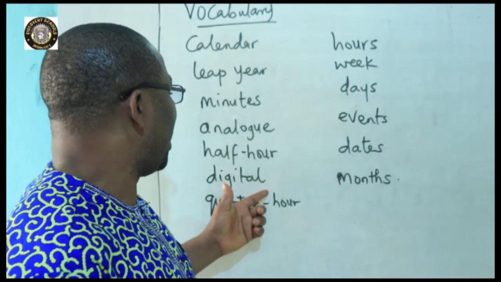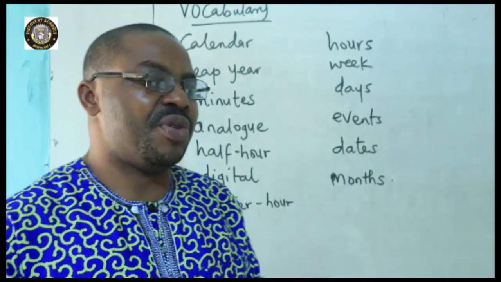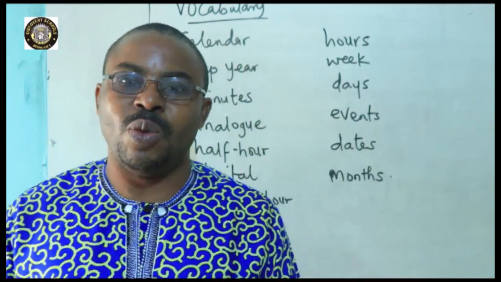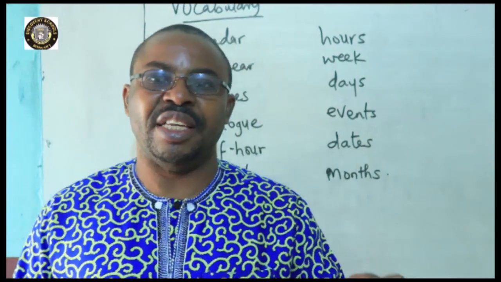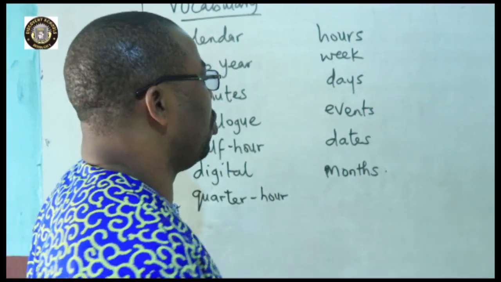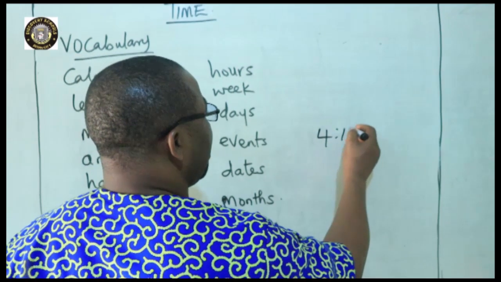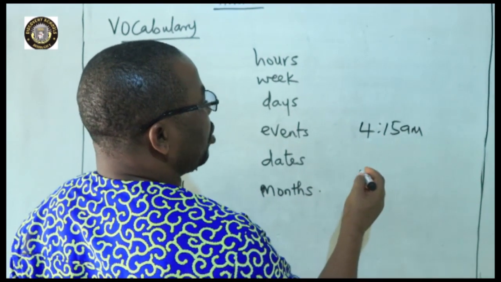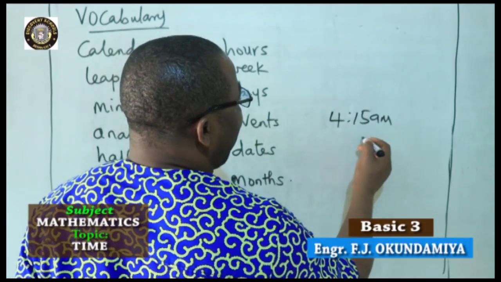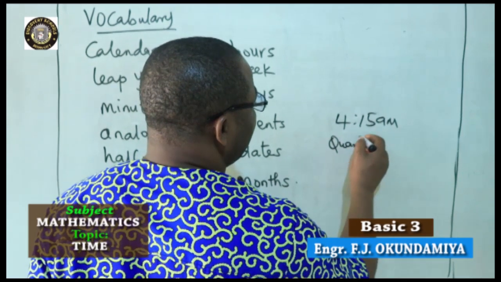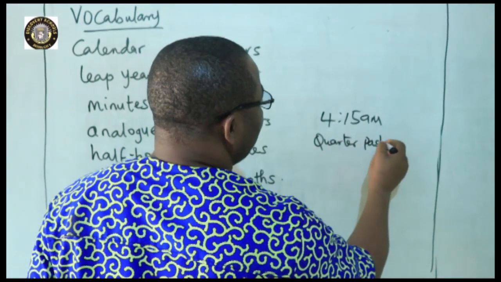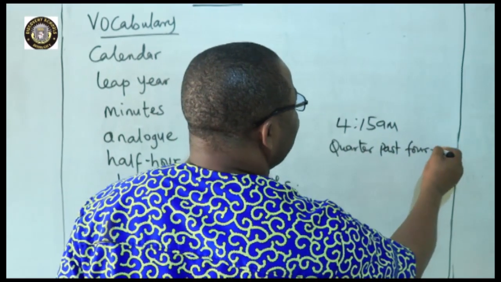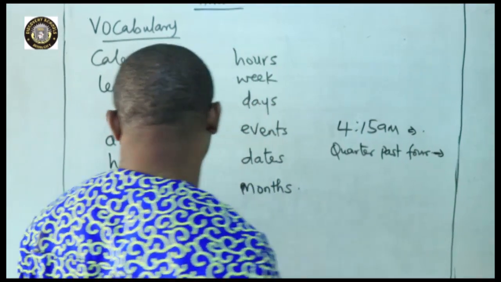Digital. Digital is almost the opposite of analog. It's reading the time the way it appears, that means in numbers. For example, I can say 4:15 a.m. So this is the digital time. But if I want to read this in words, I will say 4:15, or 15 minutes past 4. So this is analog, this is digital.